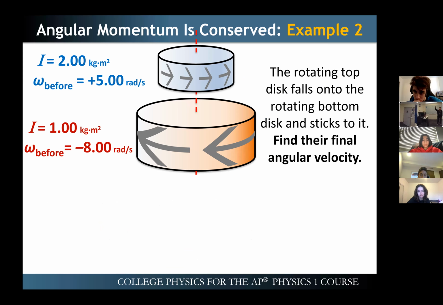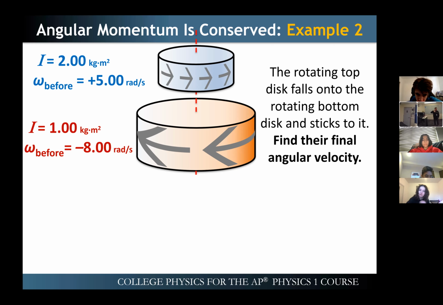So we've got one disk that's spinning one direction. This blue disk on top is spinning counterclockwise. And then we've got this orange disk down below spinning clockwise. And it says over here on the top right, the rotating top disk falls onto the rotating bottom disk and sticks to it. Find their final angular velocity. And this kind of problem is very frequently used in FRQs, whether they're spinning or moving in straight lines.